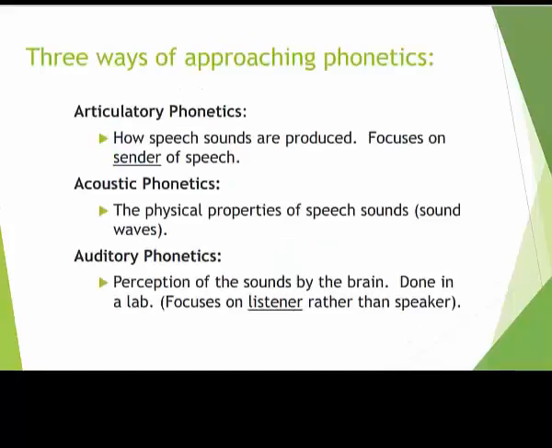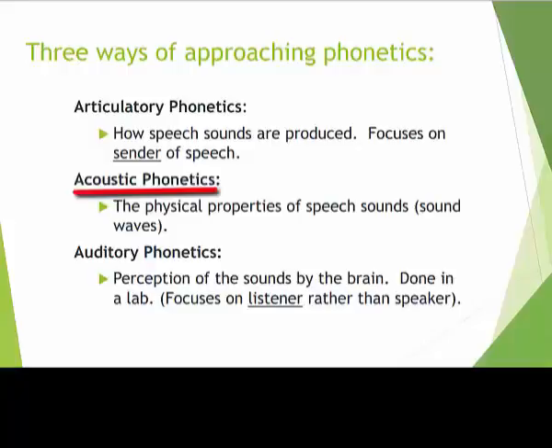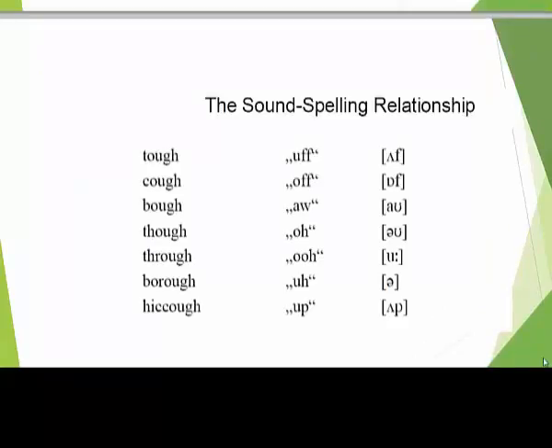There are three types of phonetics. Articulatory phonetics, which we're going to focus on here, is interested in how speech sounds are produced, and this focuses on the sender of the signal. There's also acoustic phonetics, which involves study of the physical properties of speech sounds or sound waves. And finally, auditory phonetics, and this is all about how sounds are perceived in the brain. These are usually done in a lab and obviously focus on the listener rather than the speaker. Again, in this class we're going to focus on articulatory phonetics.